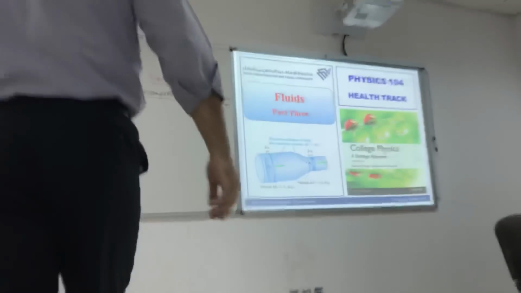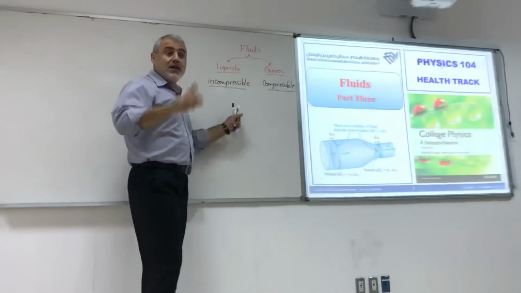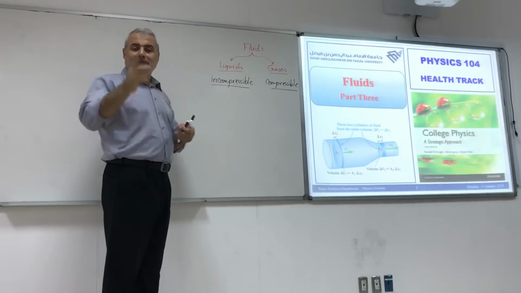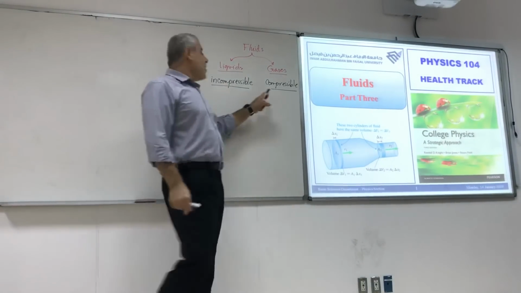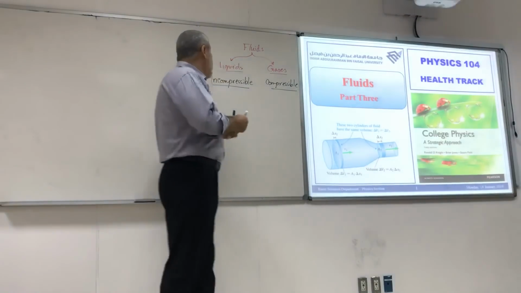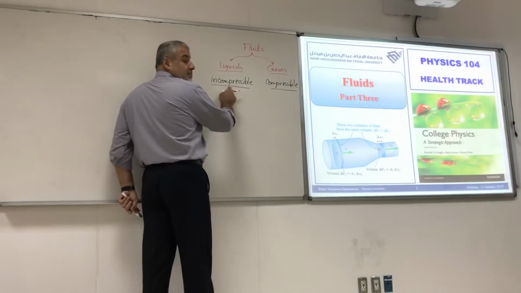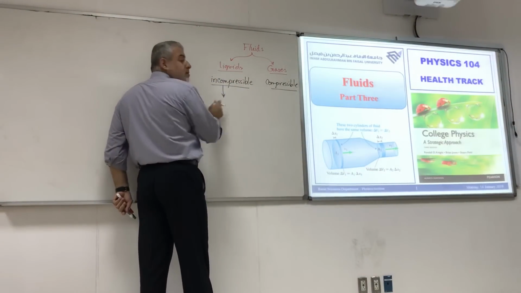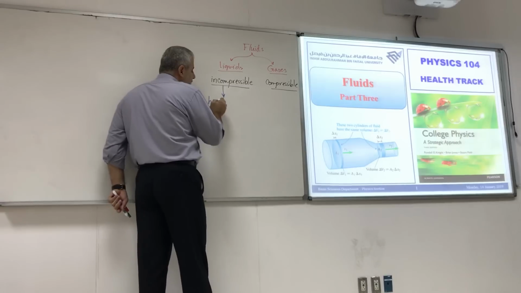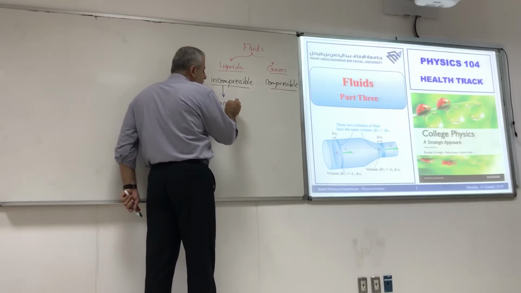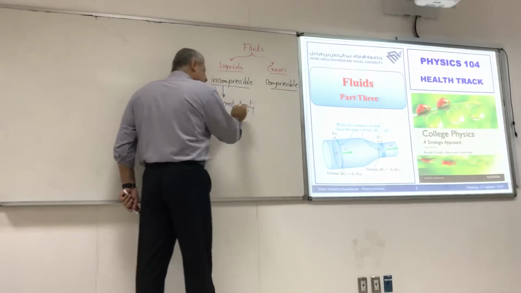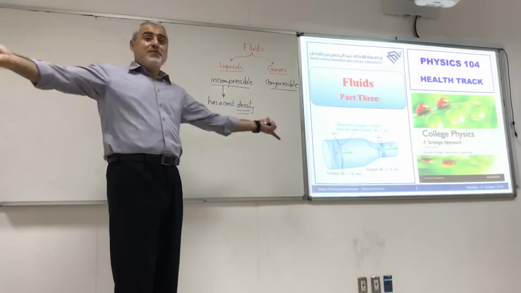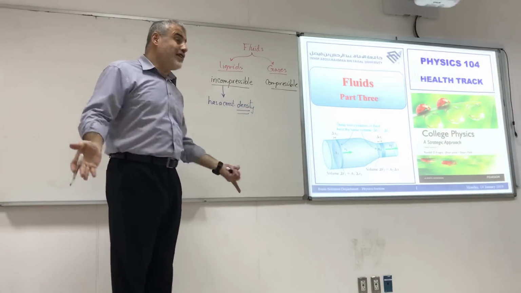So this is the first point. See, we say that this is incompressible and this is compressible. This means that for incompressible, we say that it has a constant density. Yes, its density doesn't change. It stays constant, just like the water.